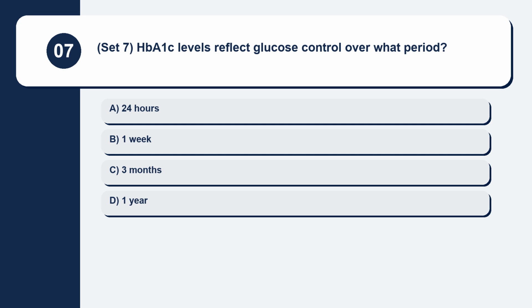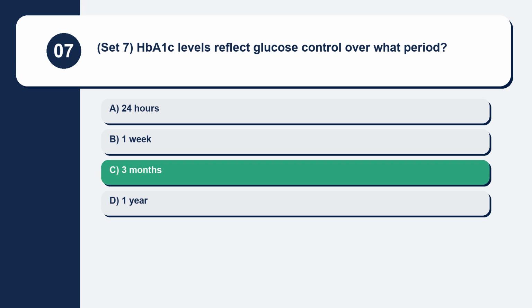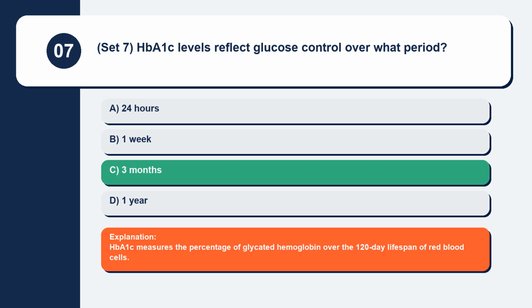Question 7. Set 7. HbA1c levels reflect glucose control over what period? 24 hours, 1 week, 3 months, 1 year. HbA1c measures the percentage of glycated hemoglobin over the 120-day lifespan of red blood cells.